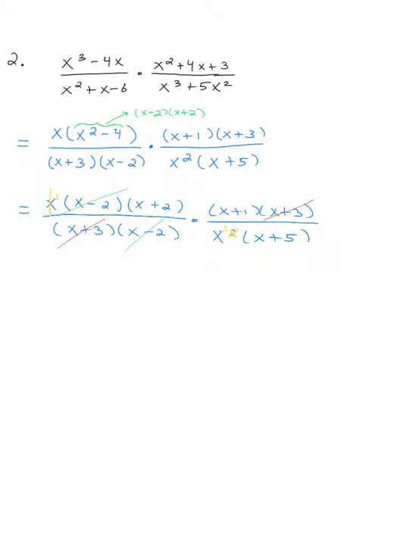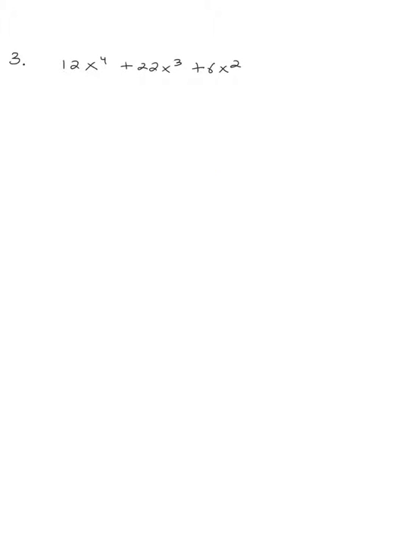If I copy down everything that's left over, in the numerator I have x plus 2, I also have an x plus 1. In the denominator I have an x as well as an x plus 5. There's nothing common that's left to factor, so this thing is my final answer.